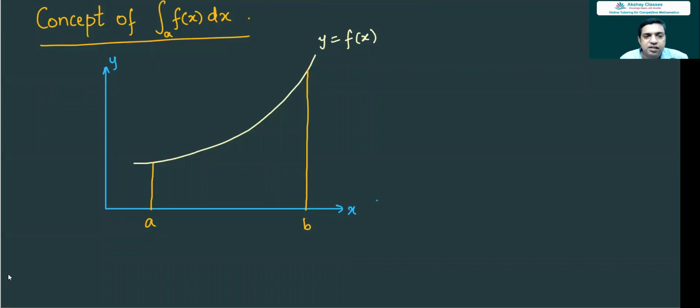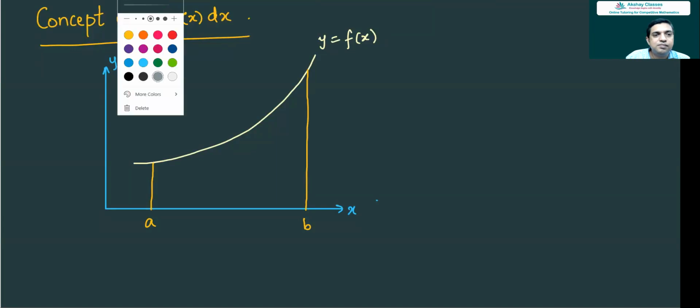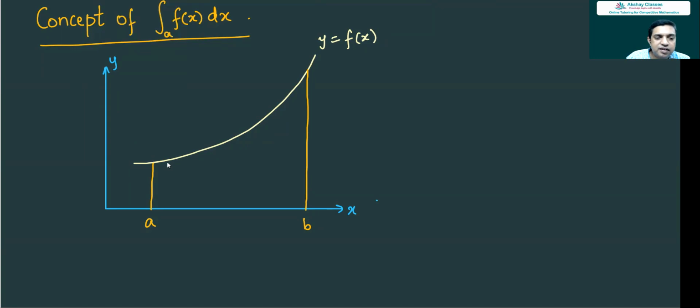All right. Now what we do, we want to find the area bounded by these lines. This is the x equal to a line, the x equal to b line, and this curve y equal to f of x with the x-axis. Now let us divide this whole interval into n parts.